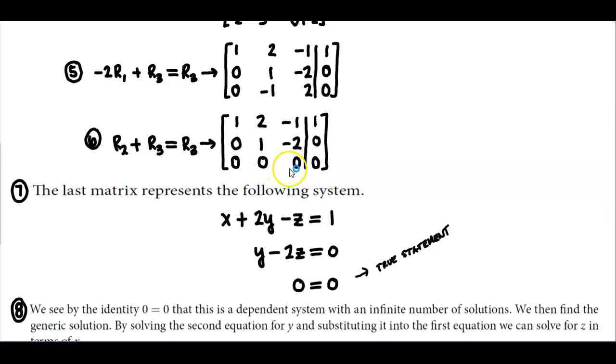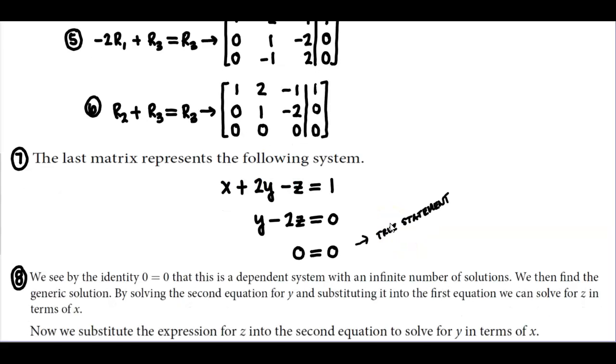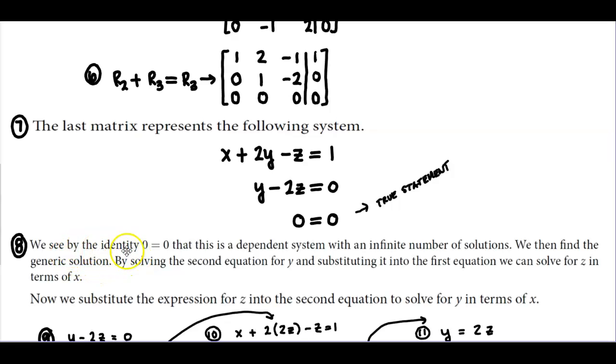So what you notice here is we're going to write down the system that this matrix represents. So we have x plus 2y minus z equals 1. Our second equation is y minus 2z equals 0. And then our last row, we have 0 equals 0. And this is the dependent system. Because we get a row with all zeros, and this is a true statement, we're going to have infinite solutions. So in step 8, we see that by the identity 0 equals 0, this is a dependent system with an infinite number of solutions.